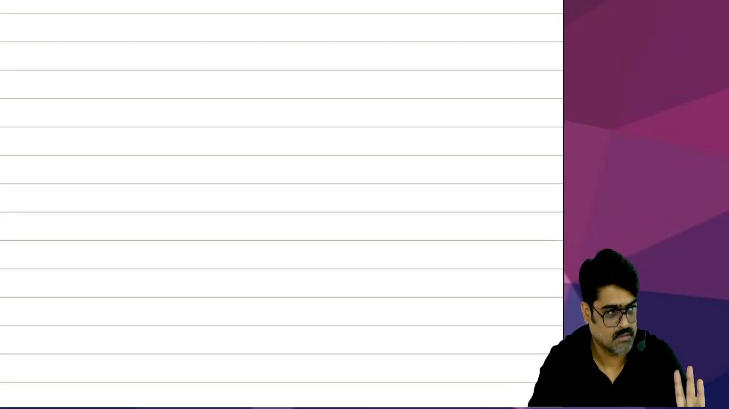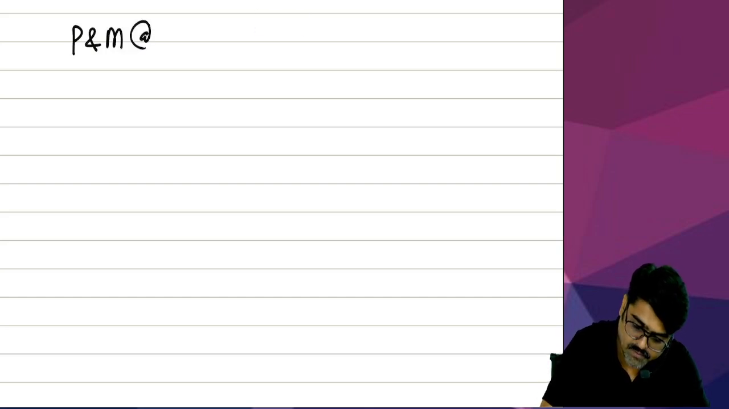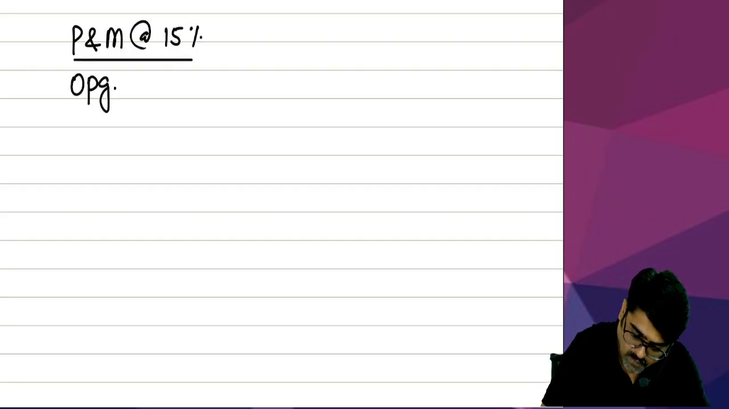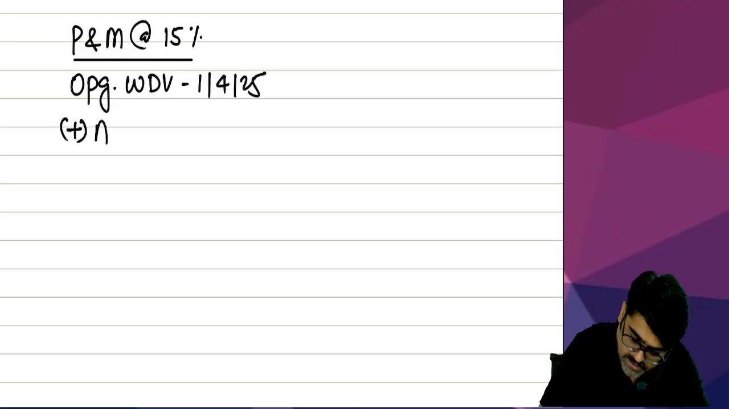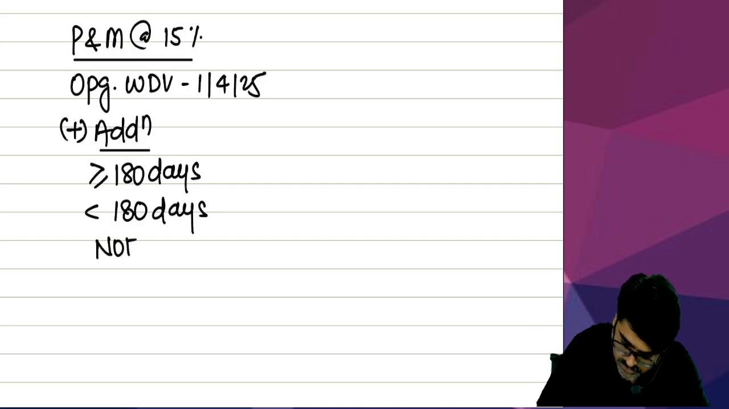Now I'll give you one problem. You are going to give me the solution. For example, let's take the plant and machinery block only, depreciable at the rate of 15%. In this block, opening WDV as on 1st April 2025. Then there will be additions: additions which are greater than or equal to 180 days, less than 180 days, and not used at all.